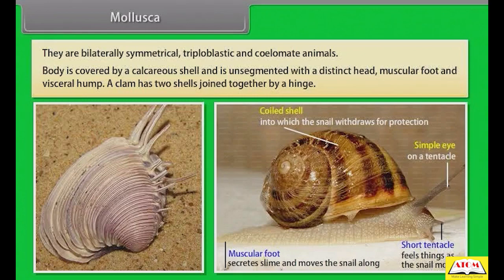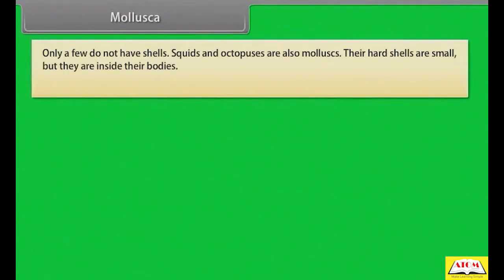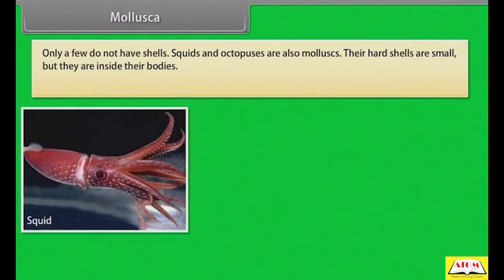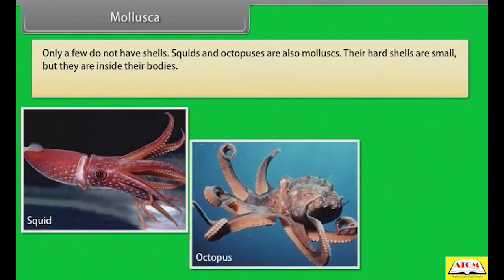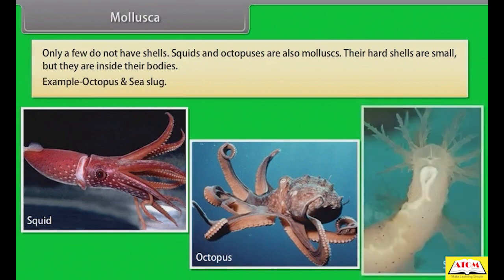A clam has 2 shells joined together by a hinge. Only a few do not have shells. Squids and octopuses are also mollusks. Their hard shells are small, but they are inside their bodies. Example: octopus and sea slug.